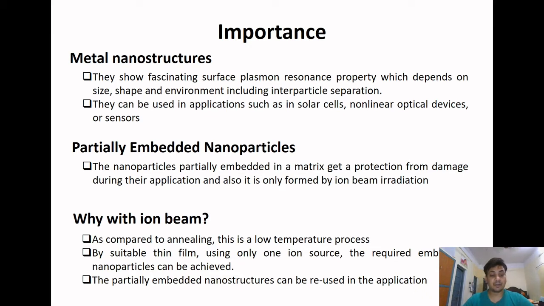By using a suitable thin film, we can use only one ion source and form any type of nanoparticle, which is not achieved by other ion implantation. If you want gold implantation, then you need a gold ion source, and a different one for each type. But in this method, you use only one ion source and create different types of nanostructures. These partially embedded nanostructures can be reused in the application. That is very important for application purposes. You make one sample and use it many times.